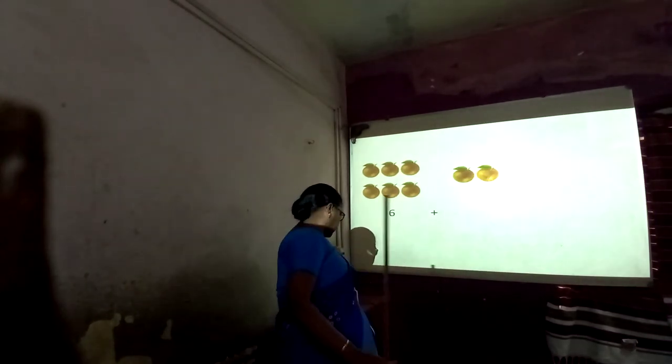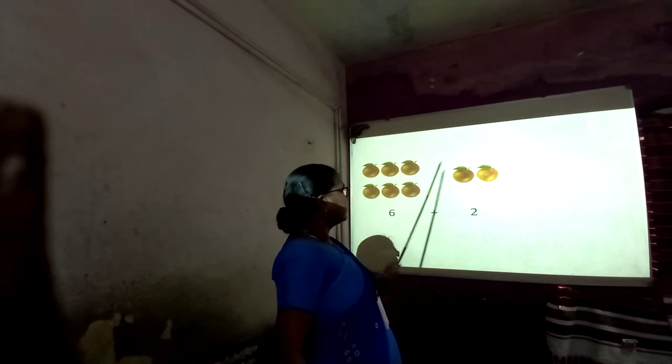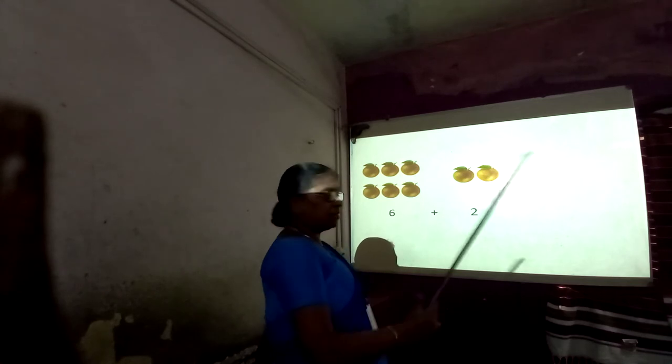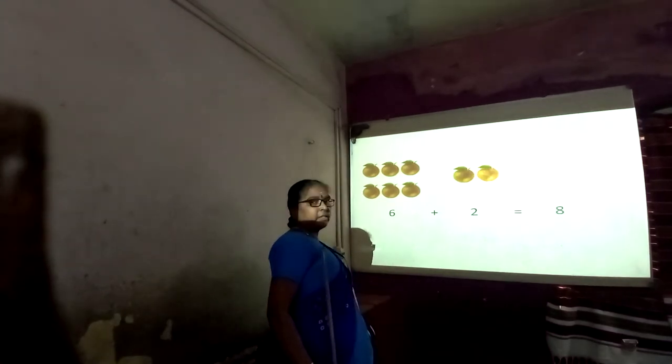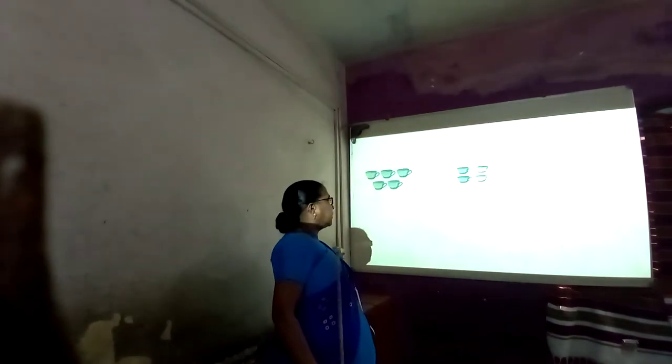Here how many oranges are there? 2. So let's count together. 1, 2, 3, 4, 5, 6, 7, 8. How many oranges are there? 8 oranges. 6 plus 2 makes 8. Let's see the next one.